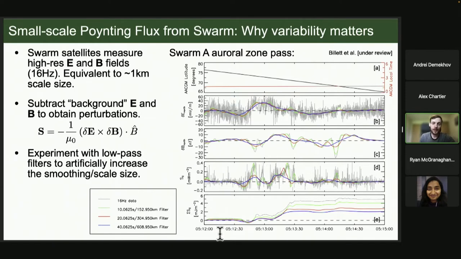So from this very last panel, we can see that we're not just smoothing out Poynting flux by using the filters I mentioned, but we're actually measuring less of it when we look at larger and larger scale sizes. The unfiltered data, which is the gray line here, shows the largest total amount of integrated flux, while we get less and less as the scale size increases. So this variability in the unfiltered small scale data is therefore not just noise, it's actually integrating to more energy entering the atmosphere in total.